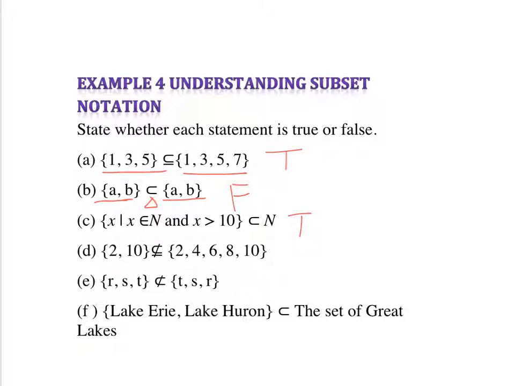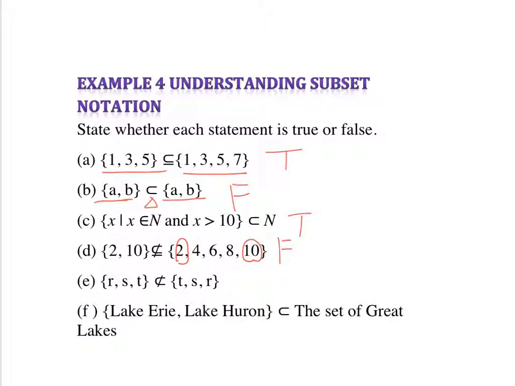D, a set with 2 elements, 2 and 10, is not a subset of another set, which is 2, 4, 6, 8, 10. Notice that they have these 2 elements from the first set, therefore that is a false statement.